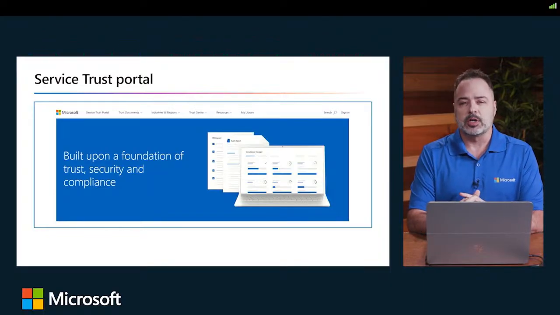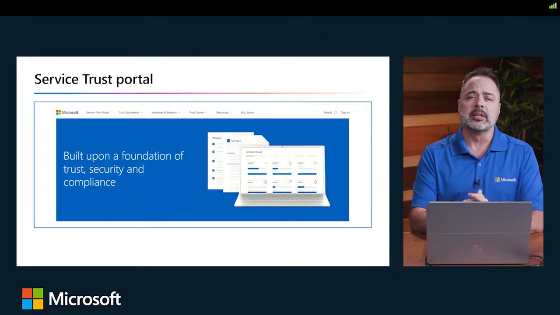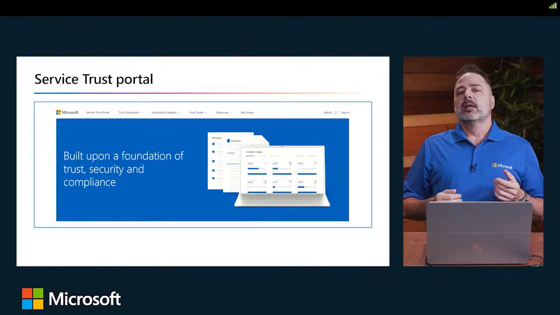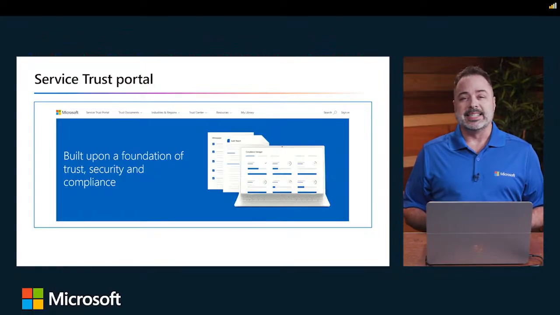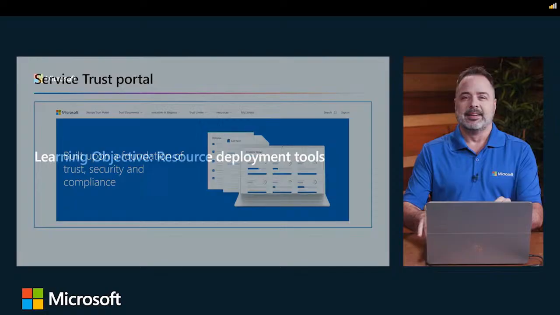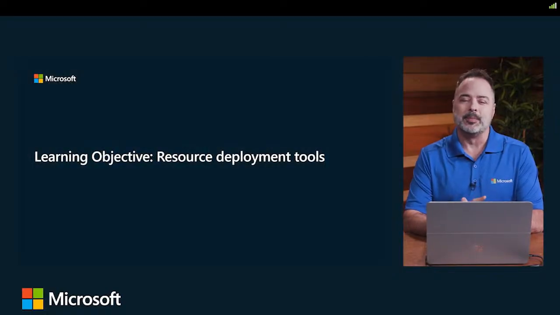Users can access the Service Trust Portal with their Microsoft Cloud Services account, and once logged in, they can download audit reports from Microsoft Services produced by external auditors. The portal also offers tools and resources to help organizations perform risk assessments and manage their compliance efforts. For example, the Compliance Manager tool within the portal provides a dashboard that helps organizations track their compliance status and manage their compliance activities. Next up, resource deployment tools.